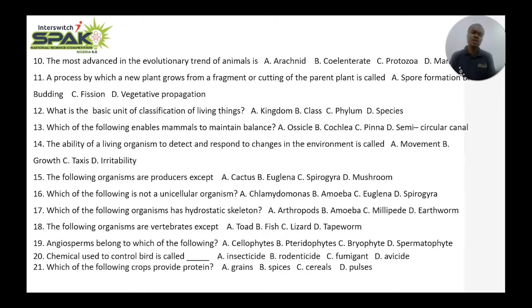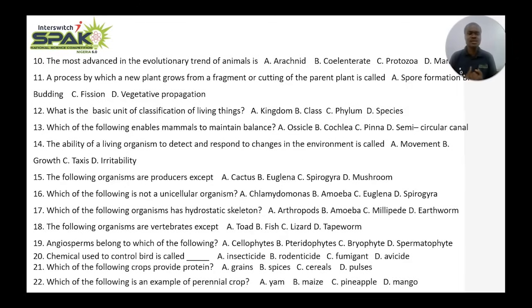Which of the following crops provides protein? We have grains. Grains provide us with carbohydrate, energy. Spices have vitamins. Cereals have vitamins, nutrients. But pulses are proteinous food. They provide us with protein, like beans, legumes, leguminous plants, groundnut. Those are in pods. Most of them supply protein.